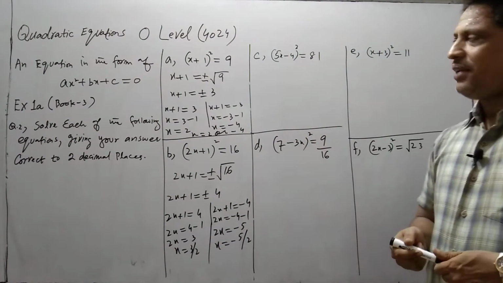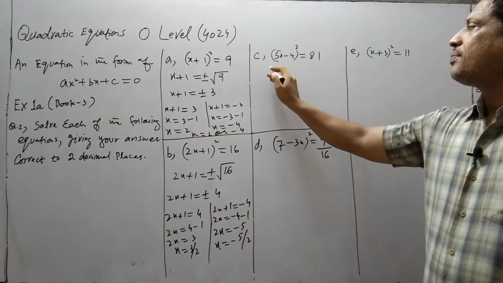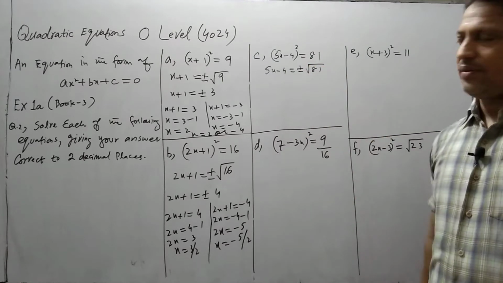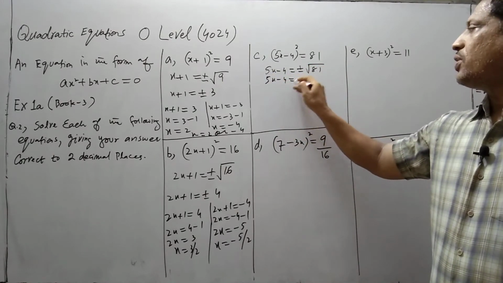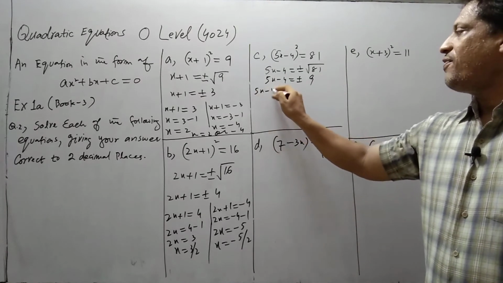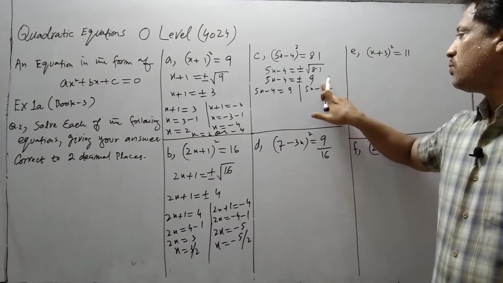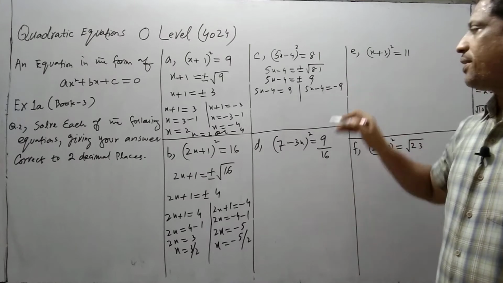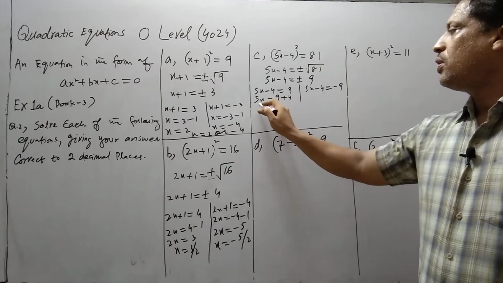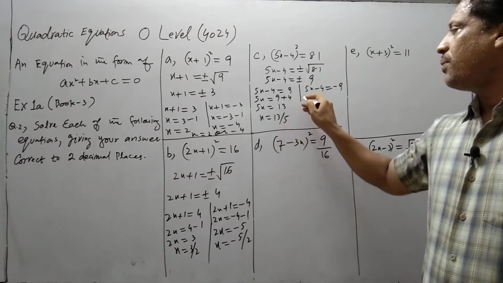Part C, 5x minus 4 whole square is equal to 81. Again, take the square root on the other side with plus minus sign. 5x minus 4 is equal to, what is the root of 81? 9. Write 5x minus 4 with plus 9 and 5x minus 4 with minus 9. So 5x, shift minus 4 to the other side, 9 plus 4. 5x, 9 plus 4 is 13. x is equal to 13 upon 5.